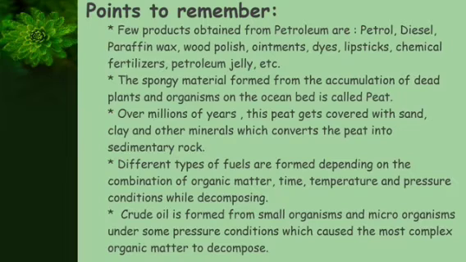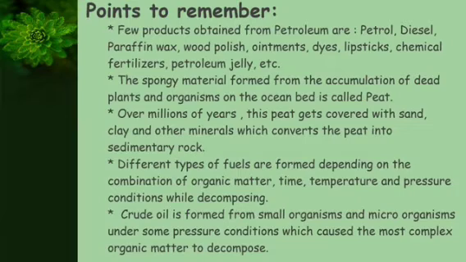Now, a few products obtained from petroleum are petrol, diesel, paraffin wax, wood polish, ointments, dyes, lipsticks, chemical fertilizers, petroleum jelly, etc. The spongy material formed from the accumulation of dead plants and organisms on the ocean bed is called peat. Over millions of years, this peat gets covered with sand, clay, and other minerals, which converts the peat into sedimentary rock.